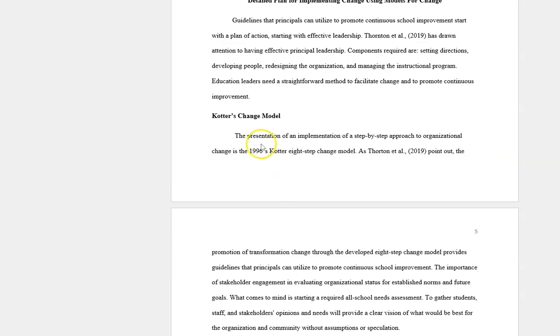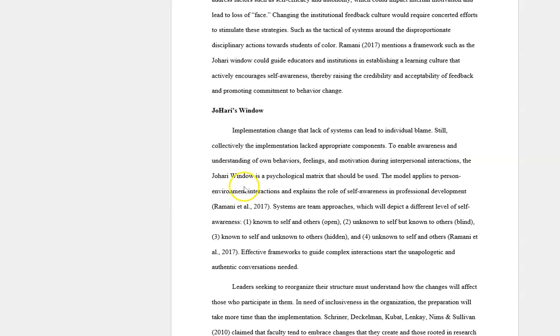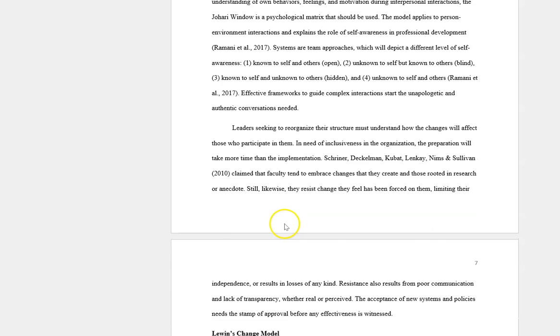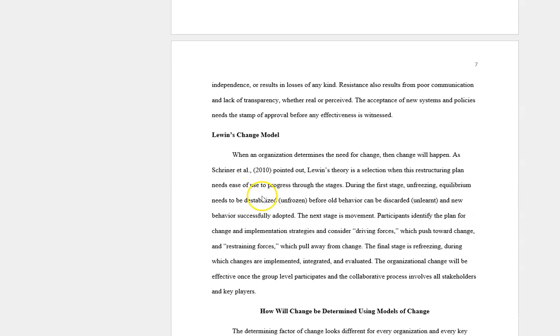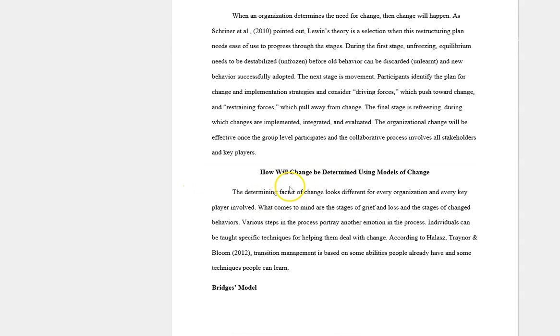So she talks about how to apply Cotter's model in here. She describes Cotter's model. She talks about how Johari's window comes into play in this paper. Now she's talking about Lewin's model. She's just unpacking things a little bit, and she's supporting each of these sections with a scholarly in-text citation.